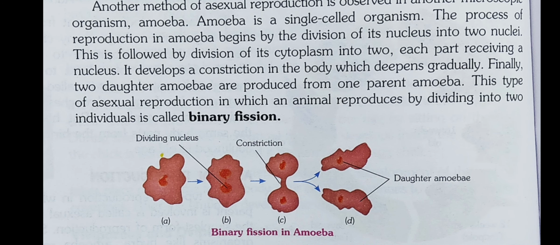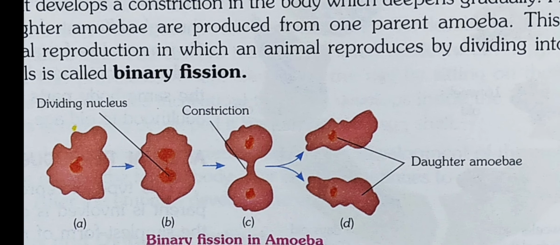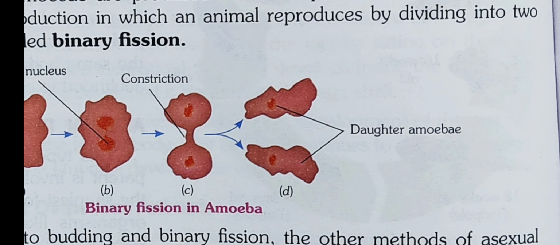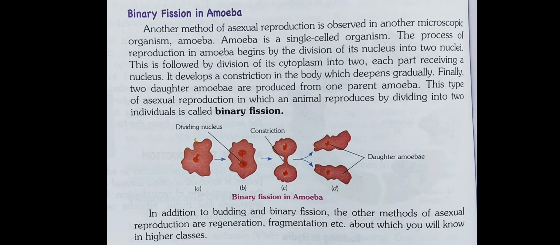You can see the example here. First, dividing nucleus, then constriction, after that two daughter amoeba are produced. In this way, binary fission takes place in amoeba. Okay children, you will learn all this and you will draw in your copy the life cycle of a frog, budding reproduction in hydra, and binary fission in amoeba.